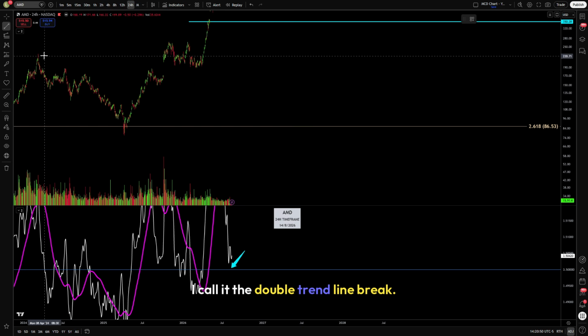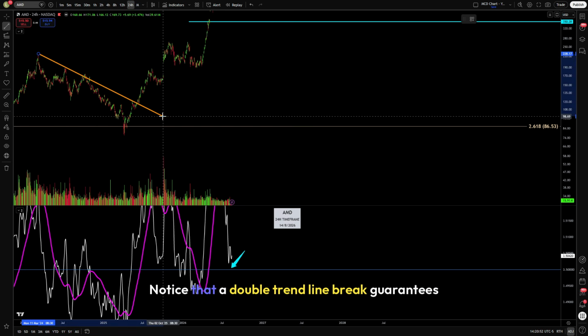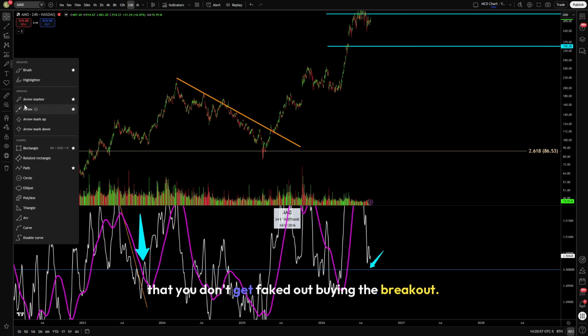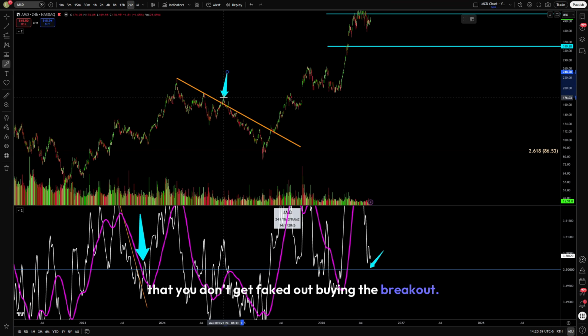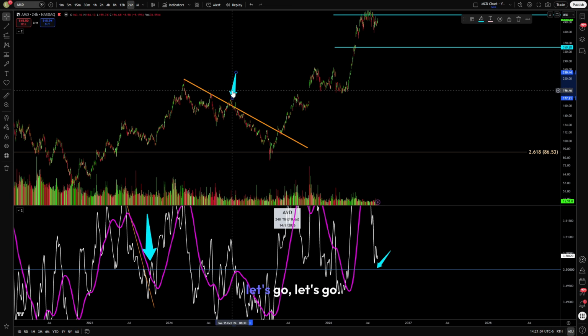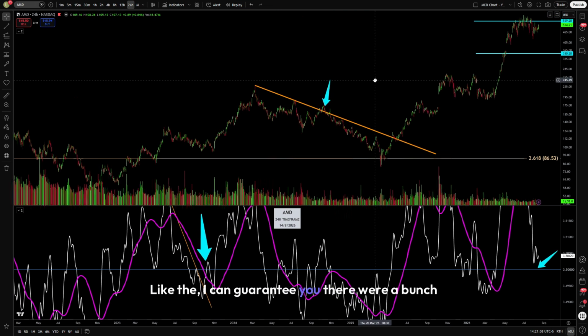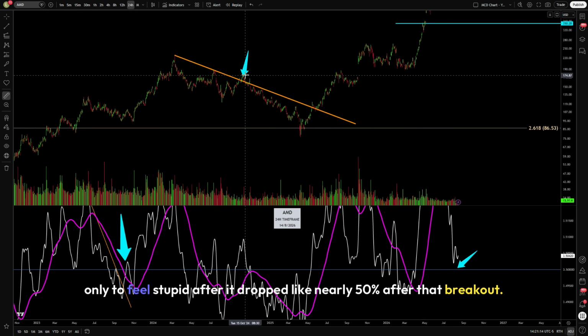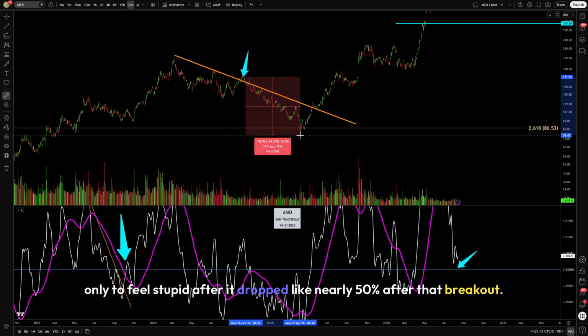I call it the double trendline break. Notice that a double trendline break helps make sure you don't get faked out buying the breakout. And we've all been there. We've all bought the breakout, and I'm like, let's go, and then it just falls short. I can guarantee you there were a bunch of people who bought AMD right at 150 right here, only to feel stupid after it dropped nearly 50% after that breakout.